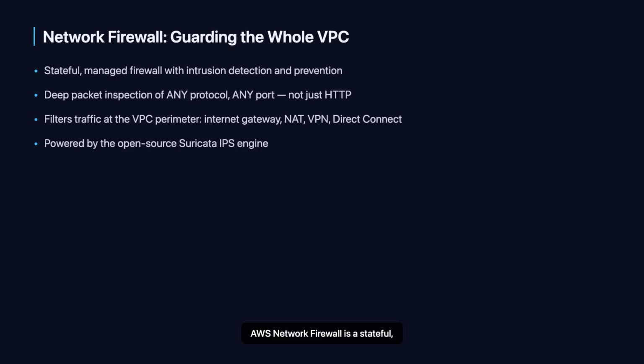Amazon Web Services Network Firewall is a stateful managed firewall with intrusion detection and prevention built in. Unlike WAF, it isn't limited to HTTP. It does deep packet inspection of any protocol on any port. It filters traffic right at the perimeter of your VPC, traffic flowing to and from your internet gateway, your NAT gateway, a VPN, or a Direct Connect link. Under the hood, it runs the open source Suricata engine, the same intrusion prevention technology used across the industry. So this is your tool for everything security groups, NACLs, and WAF simply can't see.